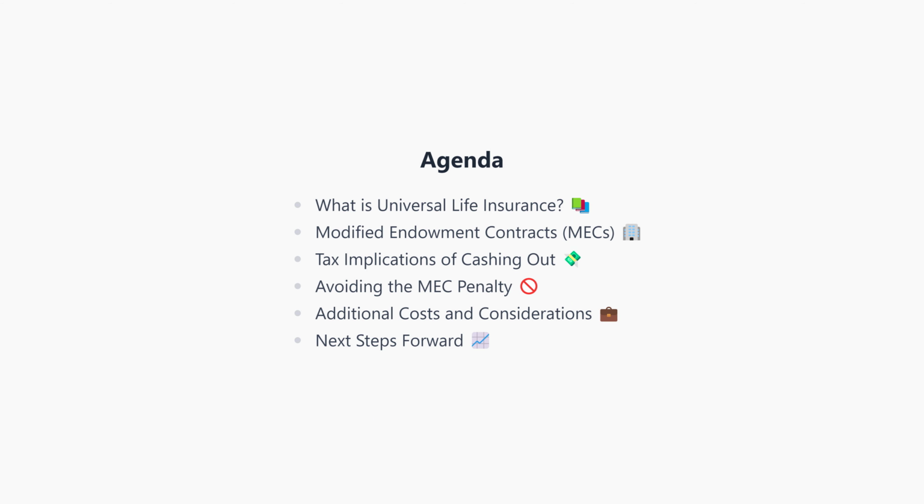Here's what we'll be covering today. We'll start with understanding what a universal life insurance policy is. Then, we'll delve into modified endowment contracts. Following that, we'll explain the tax implications of cashing out a universal life insurance policy. We'll also discuss strategies to avoid any MEC penalties and explore other costs and considerations. Finally, we'll suggest next steps you should take regarding your universal life insurance policy.